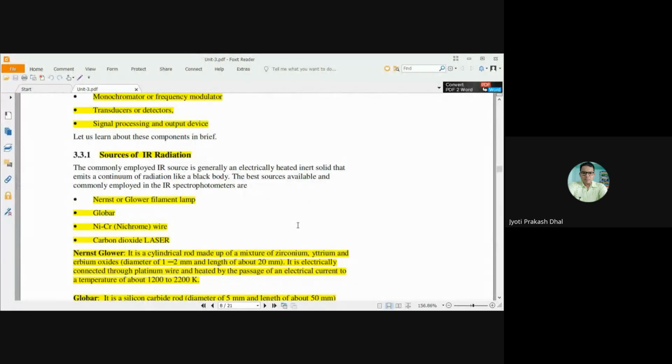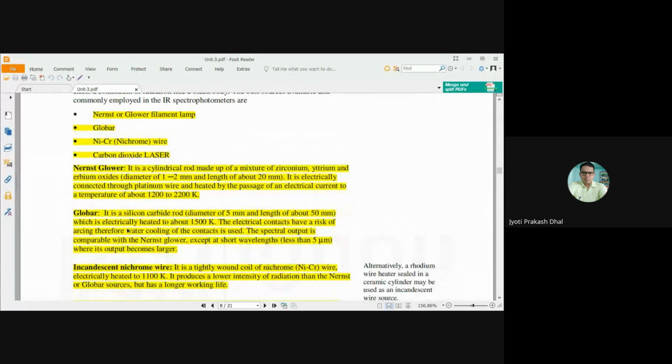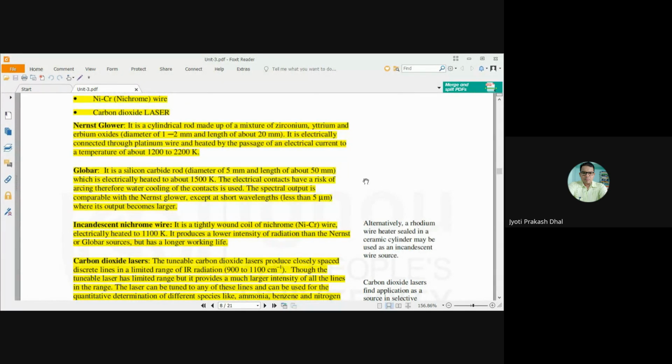So the next source of IR radiation is called globar. Globar consists of silicon carbide and length around 50 millimeter, which is electrically heated at about 1500 Kelvin, and the electrical contacts have a risk of electric arcing. Therefore, water cooling of the contacts is used. The spectral output is comparable with the Nernst glower except for short wavelength, where the output becomes larger.